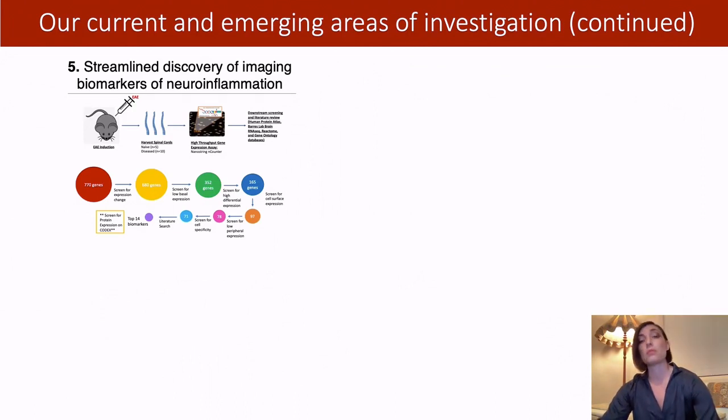We've been using a number of high throughput gene expression assays to streamline the identification of promising biomarkers of toxic inflammation, and this could be a whole other talk. I'm excited to say that we've identified a number of really promising targets using this approach, looking at tissue from both mouse models and humans.